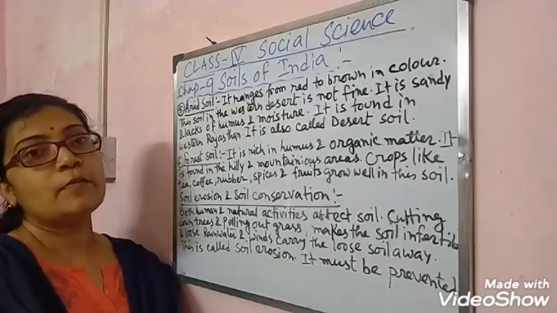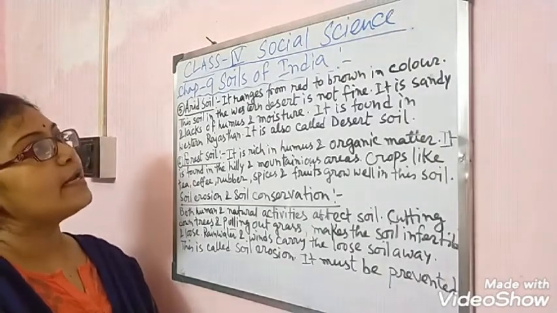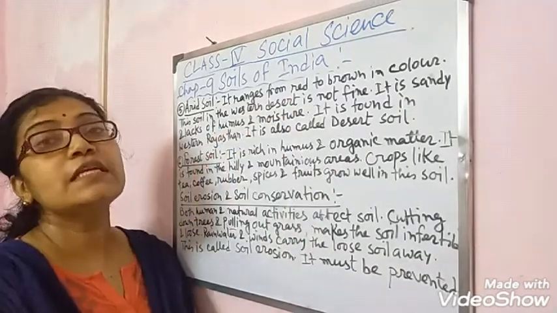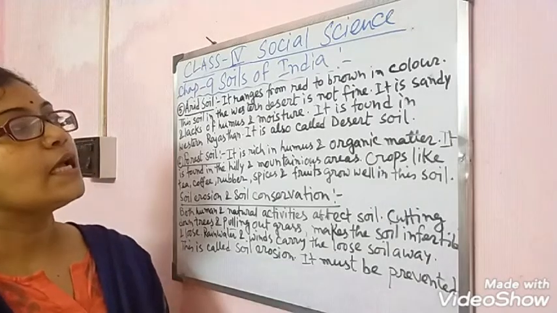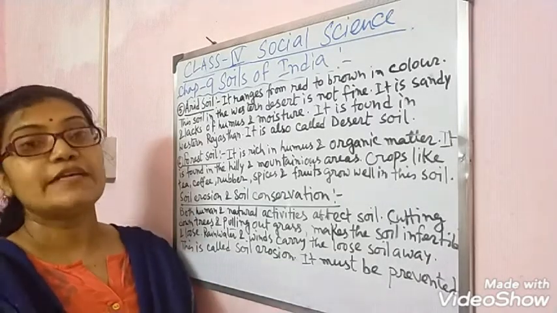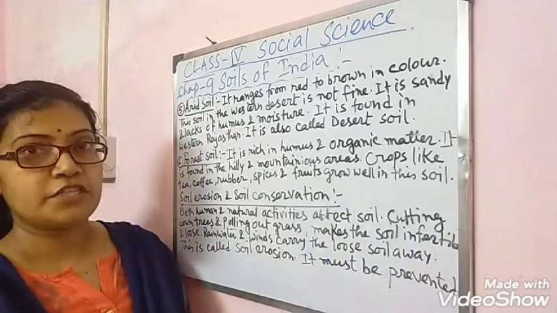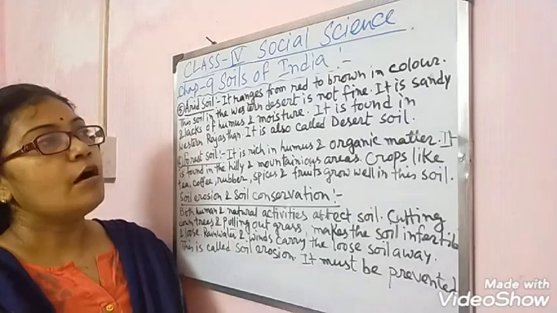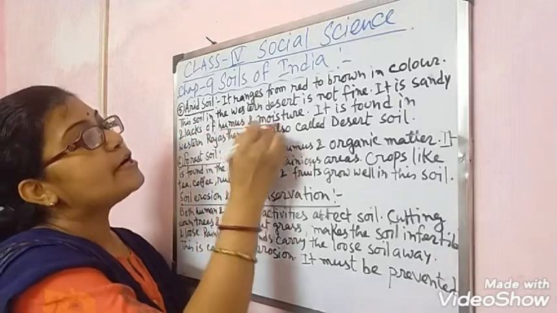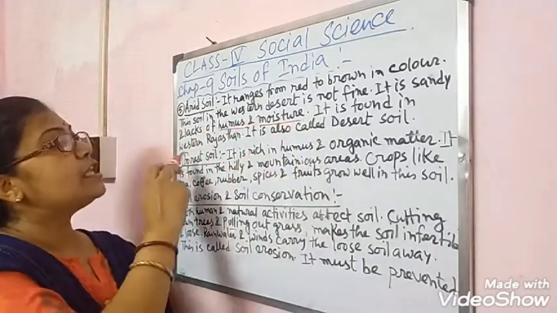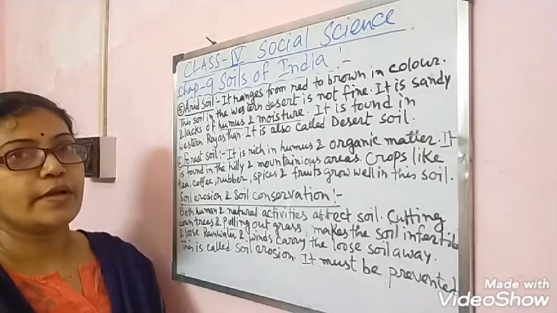Now come to the number 5 point, that is arid soil. What is arid soil? Arid soil ranges from red to brown in color. It is found in the western desert. It is sandy and lacks humus and moisture. It is found in western Rajasthan. It is also called desert soil.